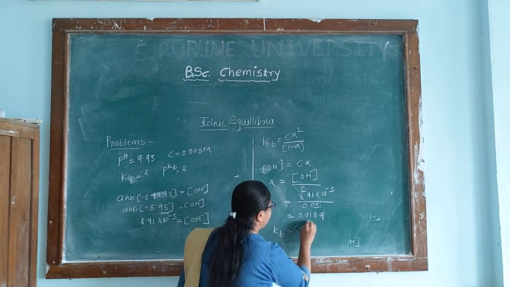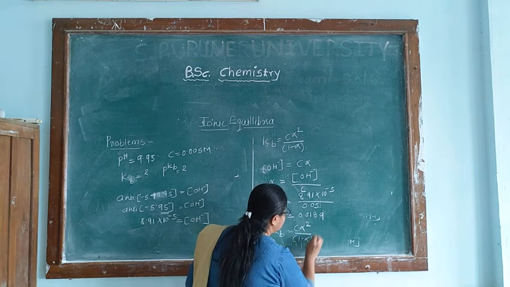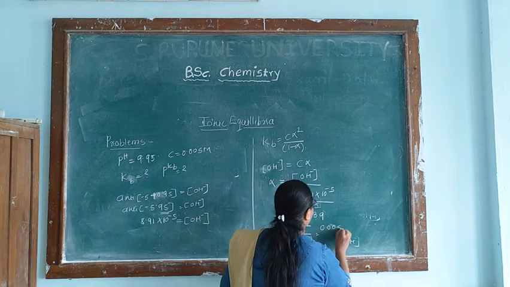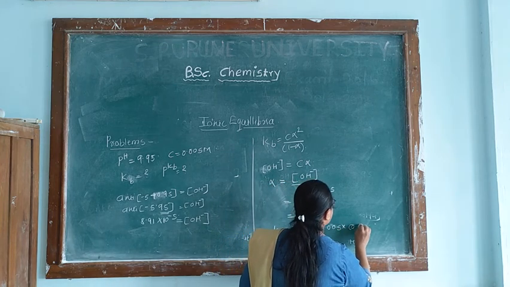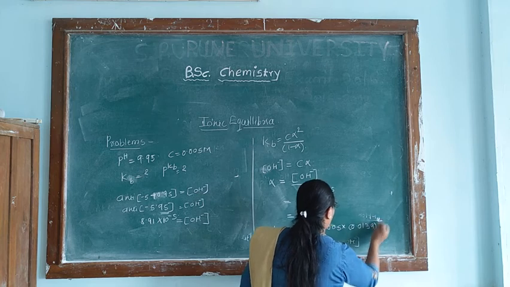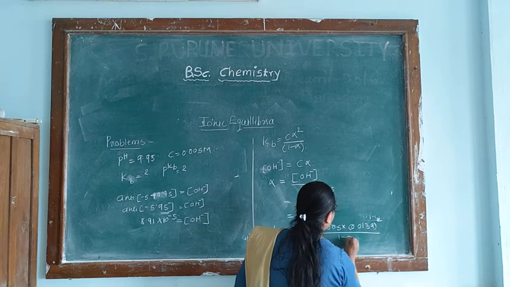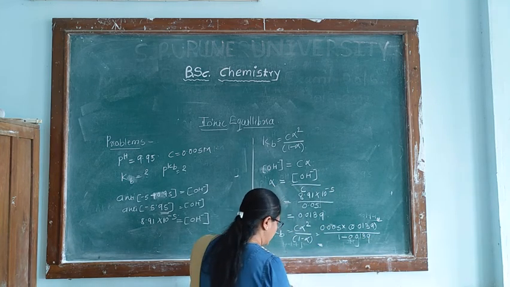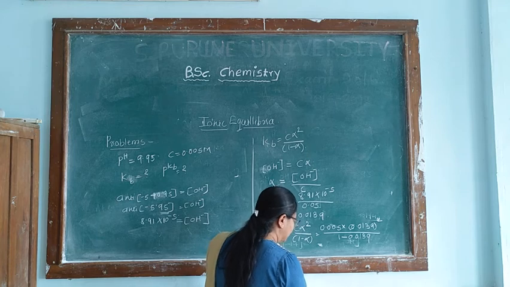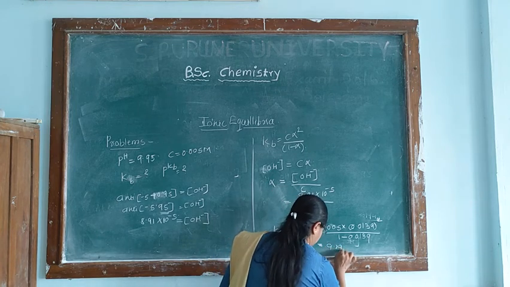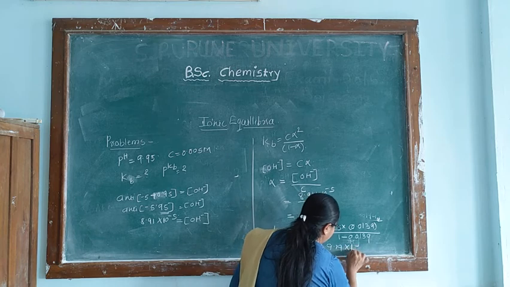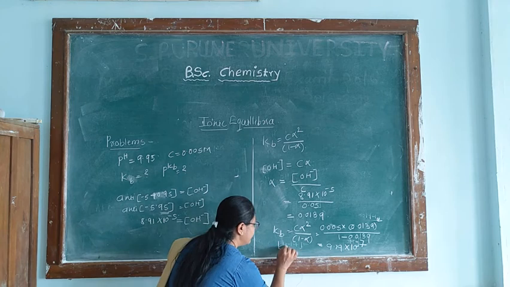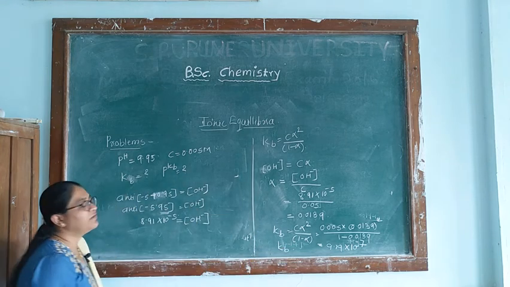Now you can calculate Kb. Kb is equal to C alpha square divided by 1 minus alpha. So this is equal to 0.05 into alpha 0.0139 square divided by 1 minus 0.0139, and this comes out to be Kb is equal to 9.79 into 10 to the power -7. This is the value of Kb. So we have found Kb.